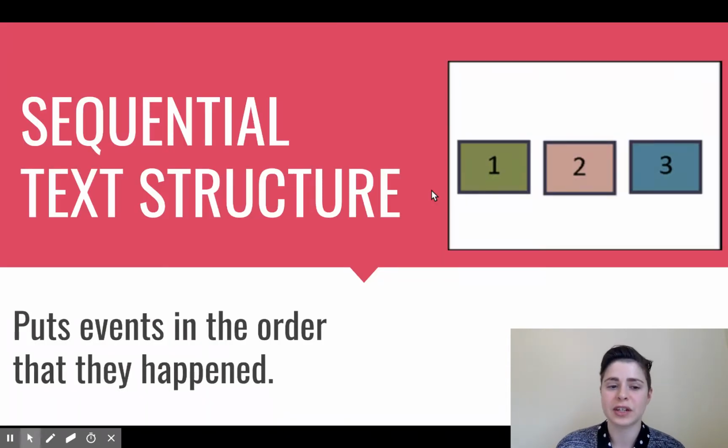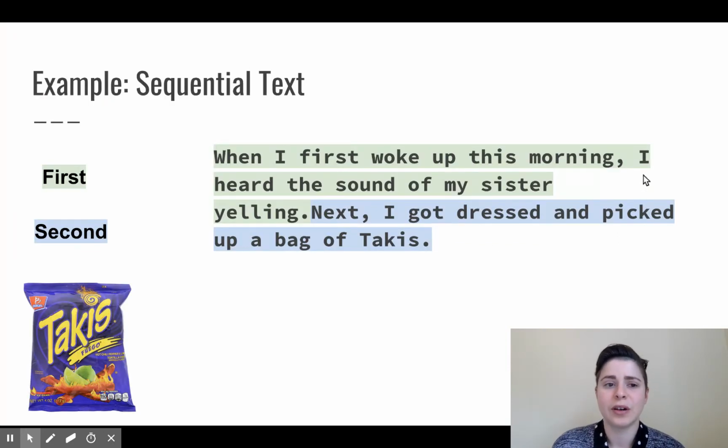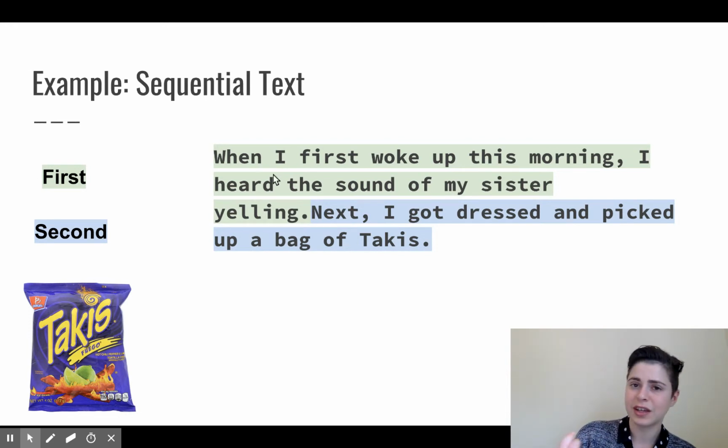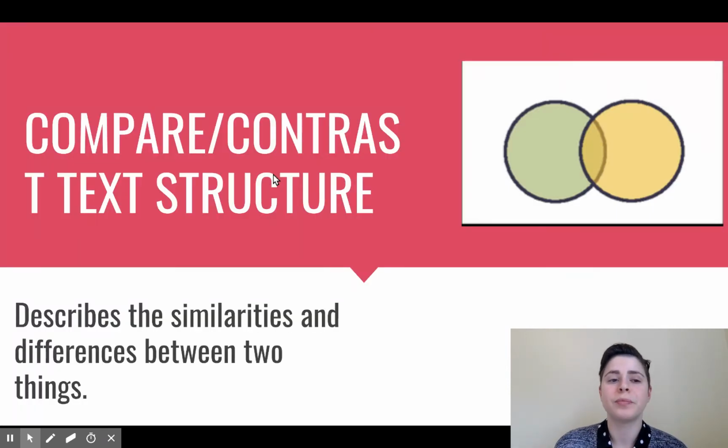In sequential text structure, you put events in the order that they happened. So this is a sequence that's really good for comic books, for example, or when you're describing your morning routine. When I first woke up this morning, I heard the sound of my sister yelling. Next, I got dressed and picked up a bag of Takis. Telling you the order: first you wake up, then you get your Takis. Can't do that in the opposite order because then you'd be sleep talking. Not a good look.